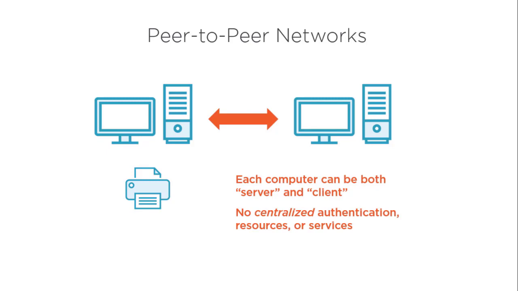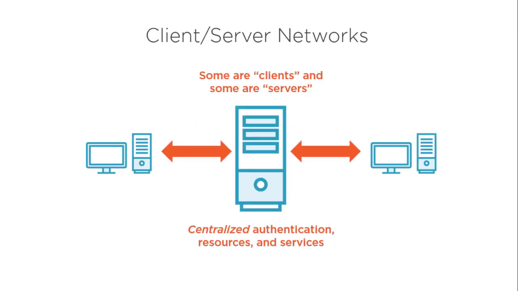No centralized authentication resources or services are present in this model. The other model, which is widely used in networking, is called the client-server network. Basically there are some clients and some servers. In this model we have centralized authentication resources and services, because on the server we define the resources which are shared by many computers with some access level. Nobody can access the server resources if we don't give them permission to use these resources.